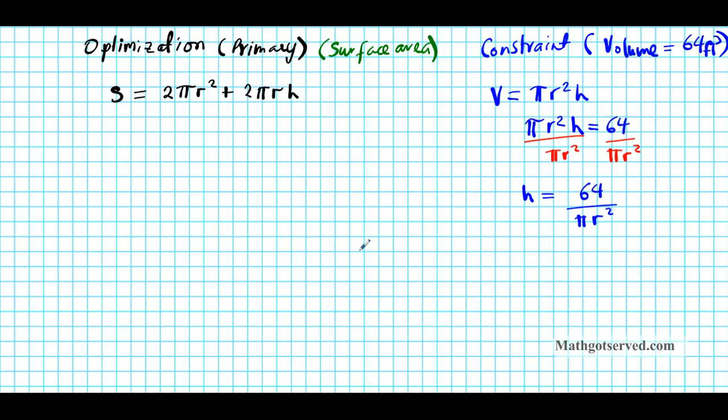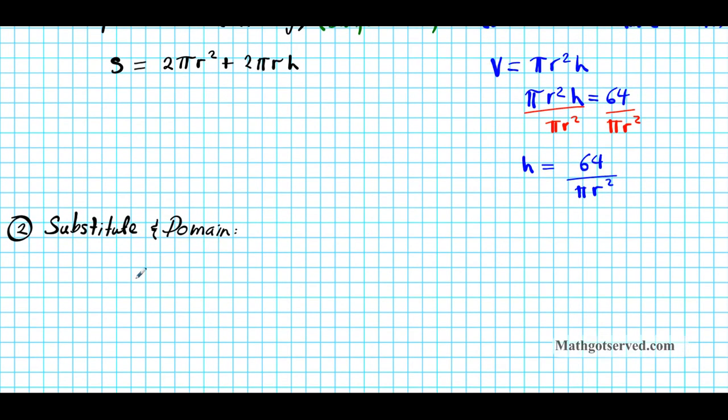All right, so now let's take a look at part 2. Part 2, we're going to substitute and state the domain. Okay, substitute and domain. All right, so we noticed that in part 1 we had this h in the constraint nicely isolated, so we can make a nice substitution here. So let's go ahead and do the substitution.